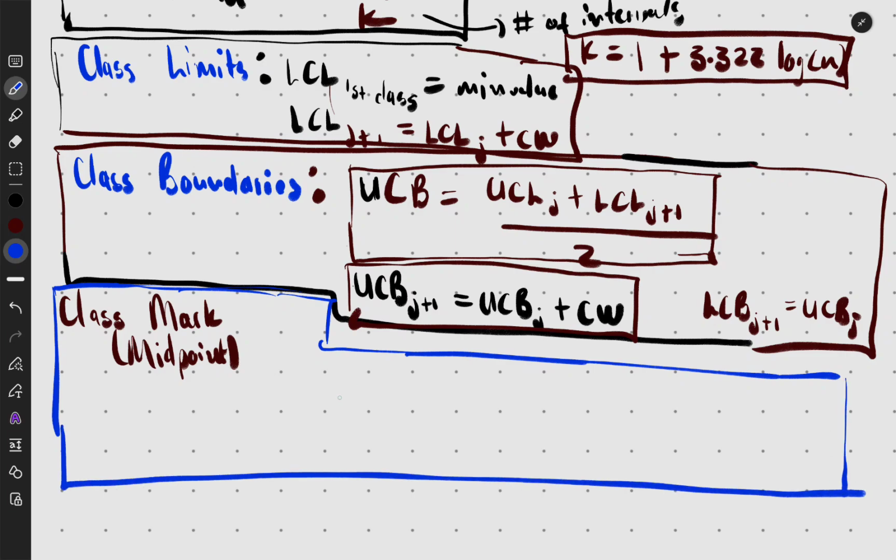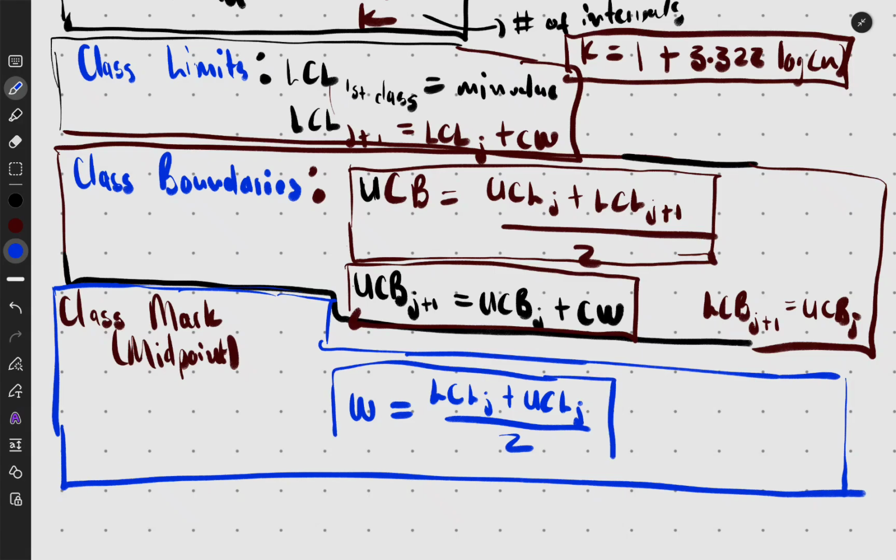It's just the midpoint. To get the class mark, you'll see it as W, your class mark. You can use the class limits or the class boundaries. Remember, class limits and class boundaries are not the same. You'll say the lower class limit of class J plus the upper class limit of the same class J, divided by 2. You get the midpoint.